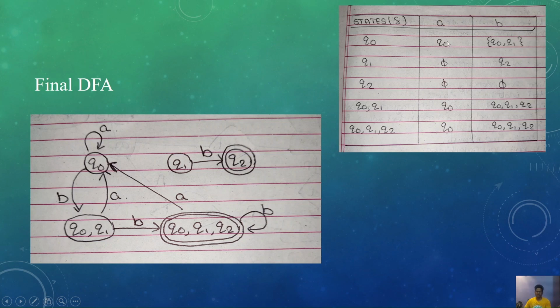Q0 comma Q1 on A moves to the Q0 state. Q0 comma Q1 on B moves to the Q0 comma Q1 comma Q2 state. Q0 comma Q1 comma Q2 on A goes to the Q0 state. Q0 comma Q1 comma Q2 on B acts as a self loop on Q0 comma Q1 comma Q2, which is also a final state. So this figure is the final representation of the DFA obtained.